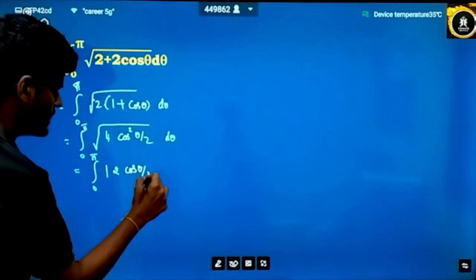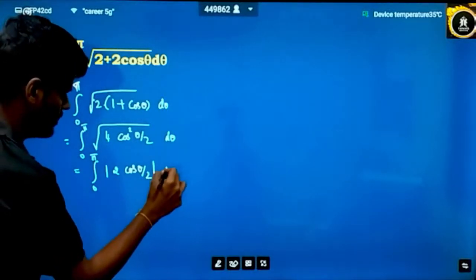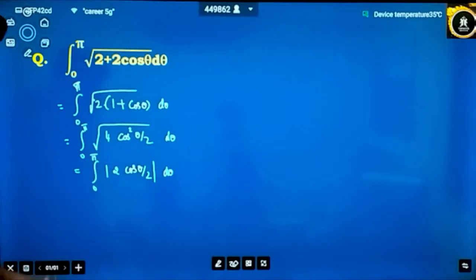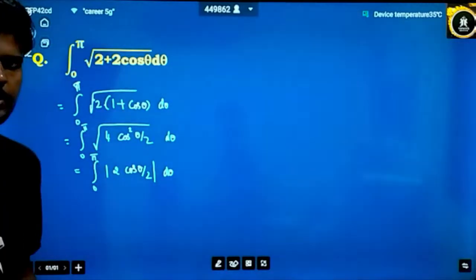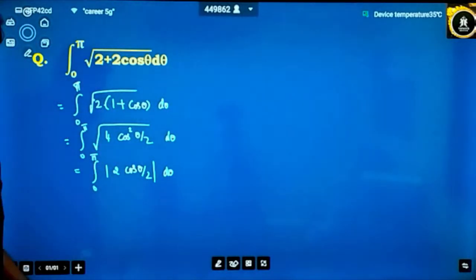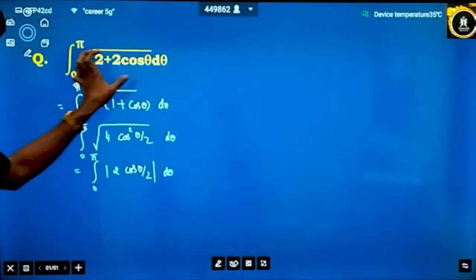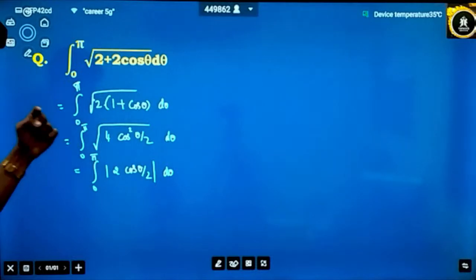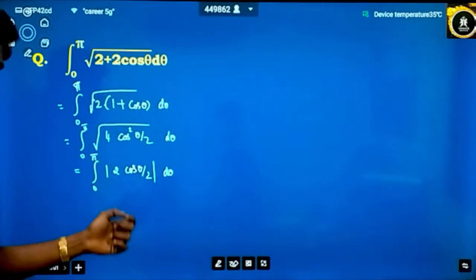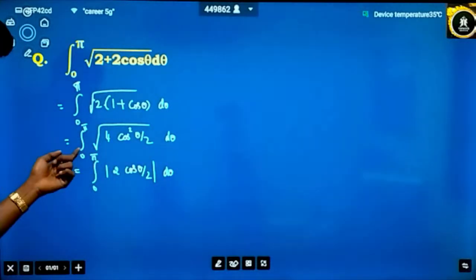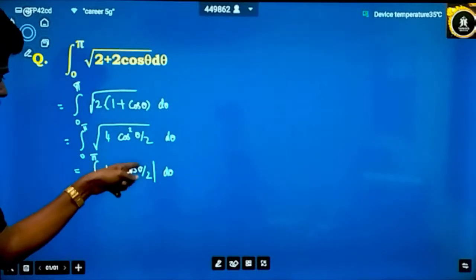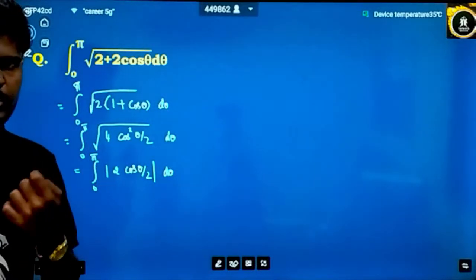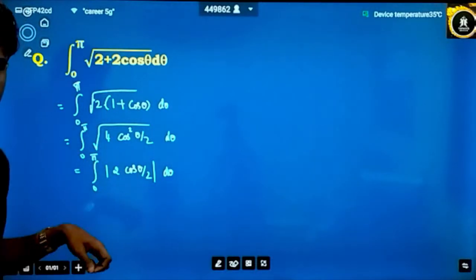So we will get 2 cos theta by 2 d theta. Now how to open this modulus? For opening this modulus, we have to see the limits. What is the interval in which we have to find the integration? Between 0 to pi. When the lower value is 0, the angle is 0. When the upper limit is pi, this value is pi by 2. So that angle will lie in the first quadrant, between 0 to pi by 2.